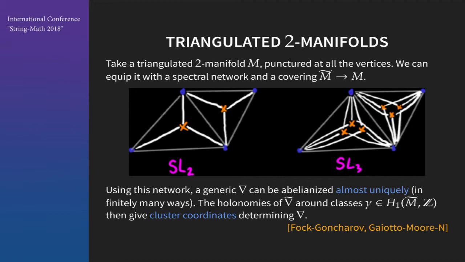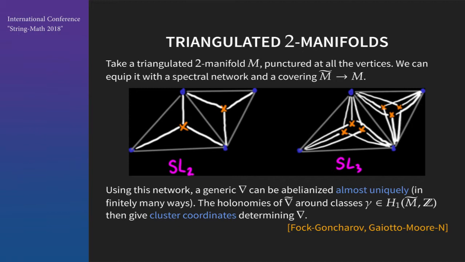Now, as it turns out, with this picture of a spectral network, if you have a generic flat connection over your 2-manifold, it can be abelianized, meaning you can make it diagonal here, diagonal here, diagonal here, with unipotent jumps across these walls. It can be done, and moreover, it can be done almost uniquely, essentially up to some finite choice.